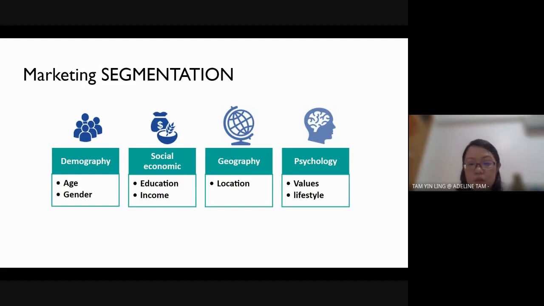Same thing with psychology, either look at the values or lifestyle to determine which group of customers. So again, for market segmentation, you only look at one factor, not all four factors, to determine which group of customers you want to sell to.